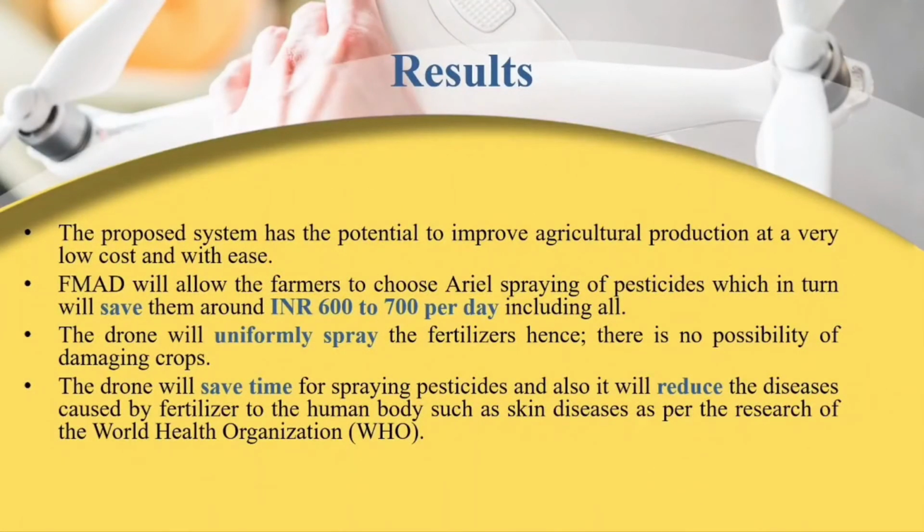Results. The proposed system has the potential to improve agricultural production at a very low cost and with ease. FMAD will allow farmers to choose aerial spraying of pesticides, which in turn will save them around 600 to 700 rupees per day, including pesticide cost. The drone will uniformly spray pesticides and fertilizers over the field, so there is no possibility of damaging the crops. The drone will save time for spraying pesticides, and also it will reduce the disease caused by fertilizer to the human body, such as skin disease, as per the research of the World Health Organization.